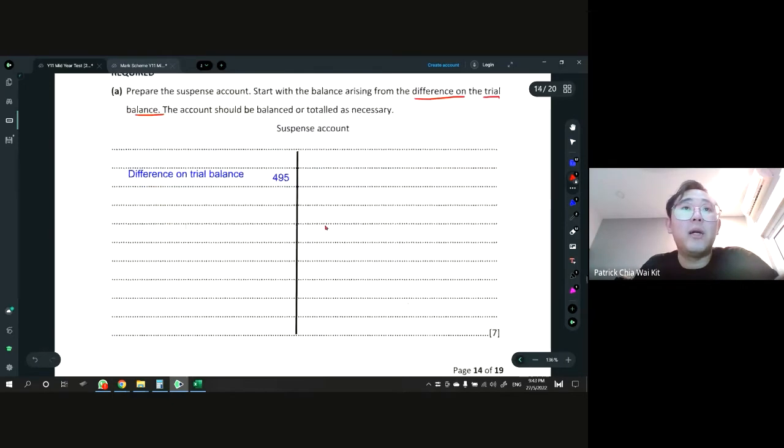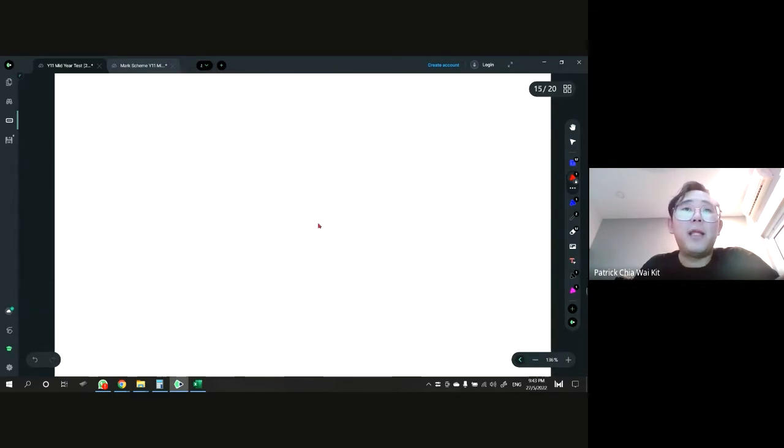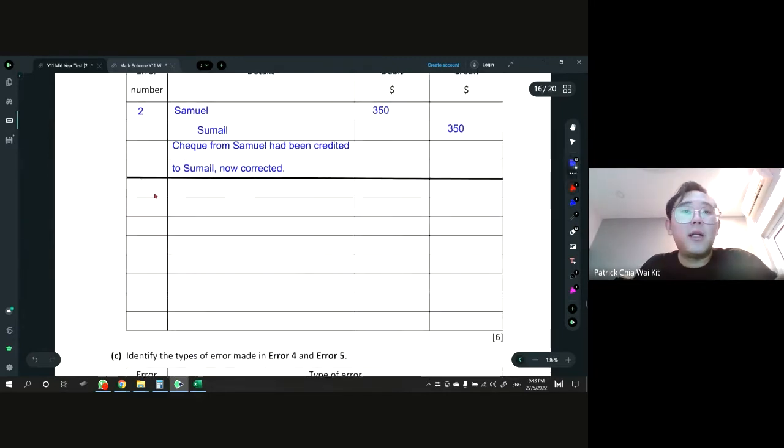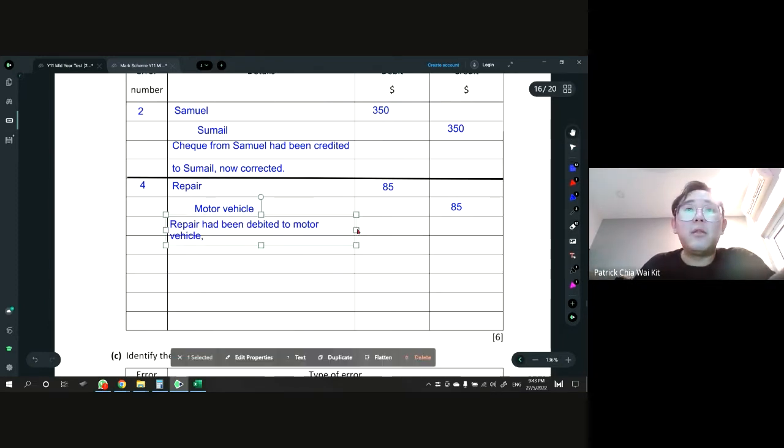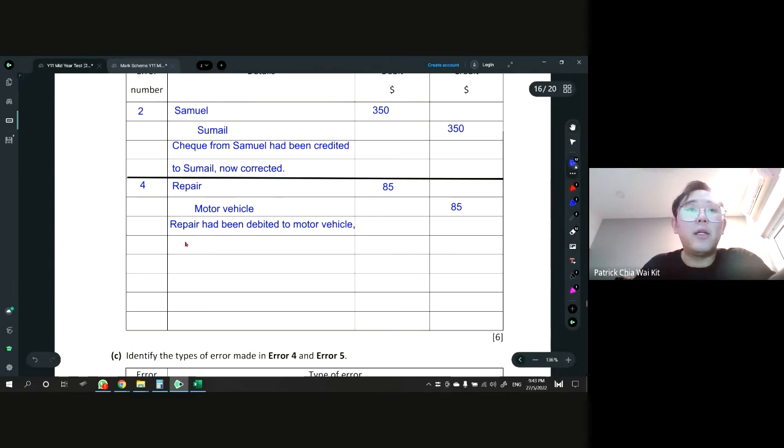So DR repair, and the amount is 85. This is error number four. DR repair and CR motor vehicle, and the amount is 85. Okay, then we have to write the narrative. So for the narrative, I'm just going to put: repair had been debited to motor vehicle, comma, now corrected. Done. Easy.